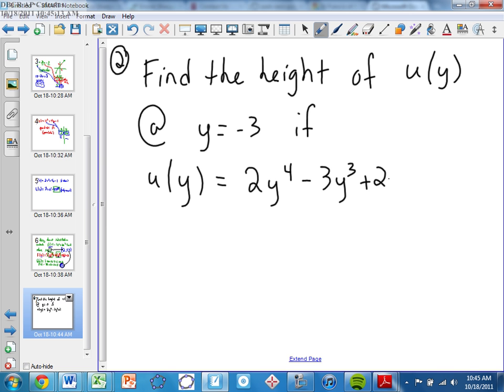Is that u a function of what? Very good. Again, find the height of u of y now. Keep in mind, we talked about f of x, g of x. Now we're doing u of y. So my quote-unquote x value is now called y. Do you guys see that? Again, this is now the height. This is now the width.